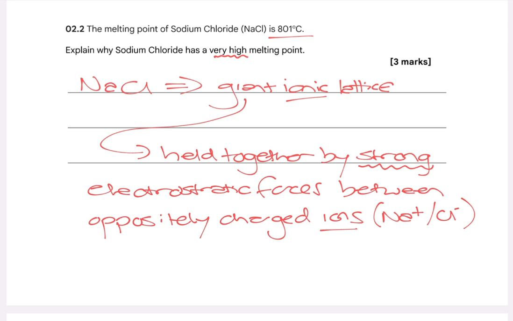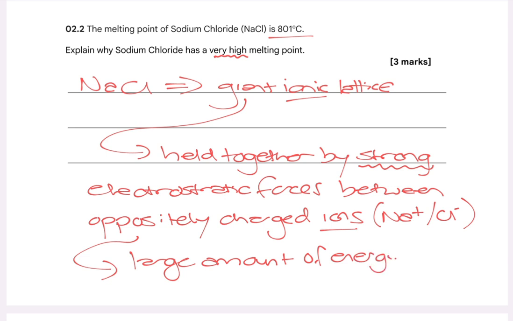And because we're talking about melting, or if we were talking about boiling, we'd have to be talking about temperatures which have been generated and therefore energy. And so to relate all that together, so giant ionic lattice held together by strong electrostatic forces between oppositely charged ions, which is the explanation. And then to just finish it off, therefore a large amount of energy needed. And that then brings the question together and ultimately finishes that off.